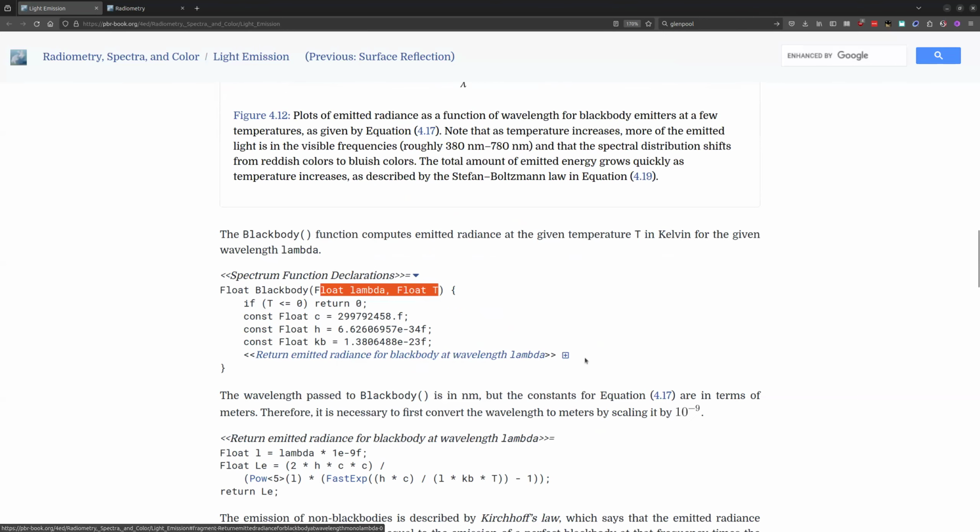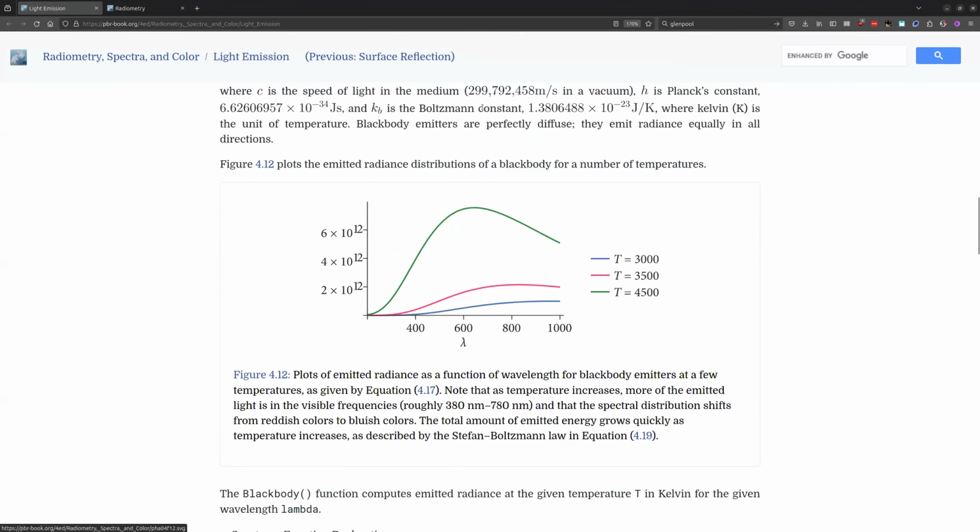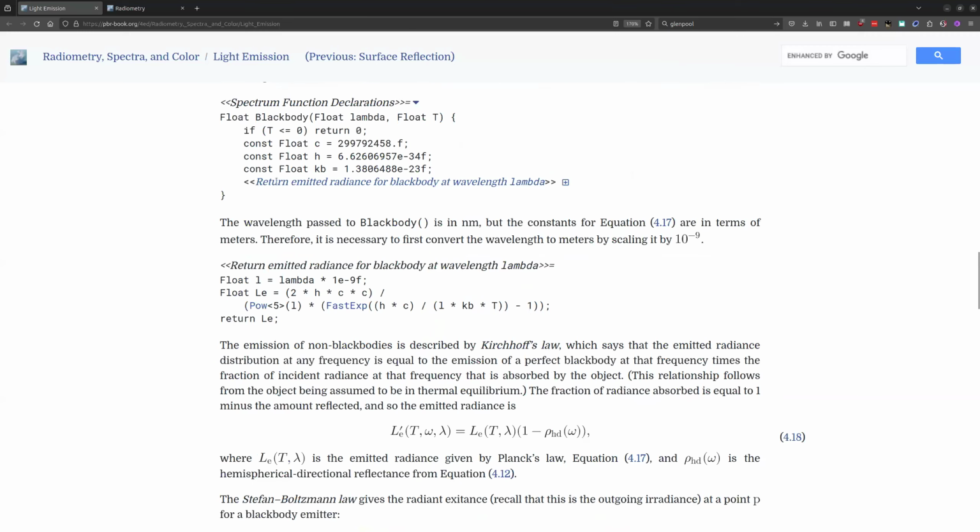The blackbody function computes emitted radiance at a given temperature for a given wavelength. So we just implement this equation here. The wavelength is in nanometers, but the constants are in terms of meters. We have to first convert it. That's fun. Then we just have all that math.